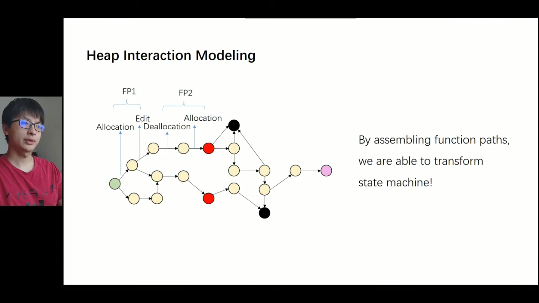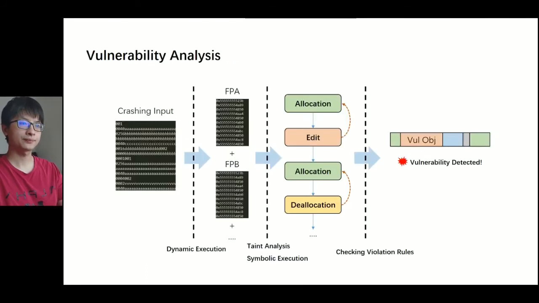Because function passes and heap primitives are building blocks of exploitations. By assembling function passes, we are able to navigate the control flow of execution. By controlling the attributes of heap primitives, we are able to control the data flow. Therefore, we can transform the state machine in this way. And then I'm going to introduce the method our system uses to analyze vulnerabilities.